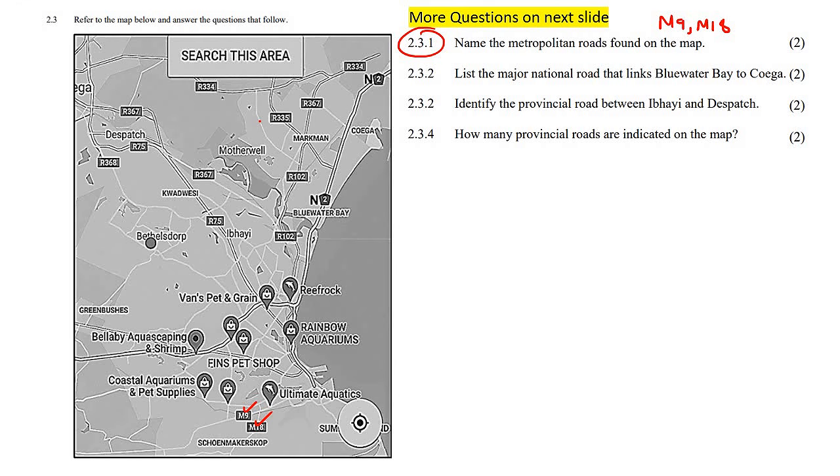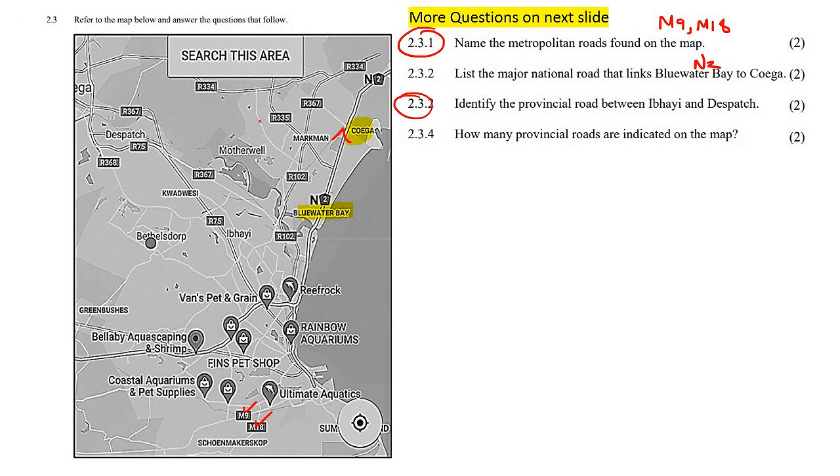List the major national road, so a national road has an N, that links Blue Water Bay to Kucha. So Kucha is over here, and Blue Water Bay is here. Okay, so to go from Blue Water Bay to Kucha, you go along this road, and you can see that is the N2. So we're just going to say here, it's the N2.